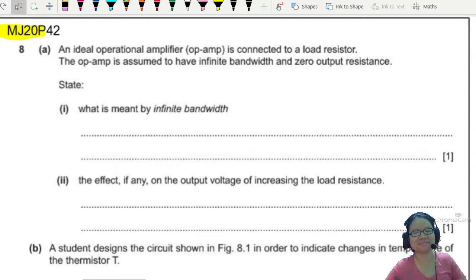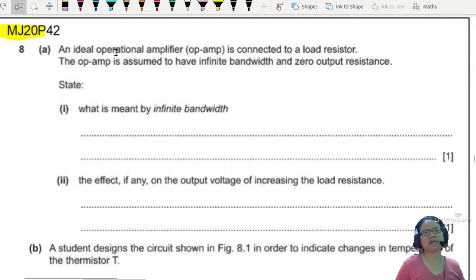I noticed that in the recent op-amp questions, the questions are actually a little bit anomalous or a little bit different. They like to ask you to do the dreaded state and explain a bit more often. But don't worry. First, we're going to start off with definition. So 8A is asking you about the properties of the ideal op-amp, pretty basic stuff.